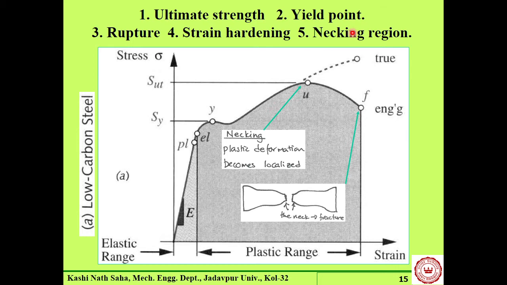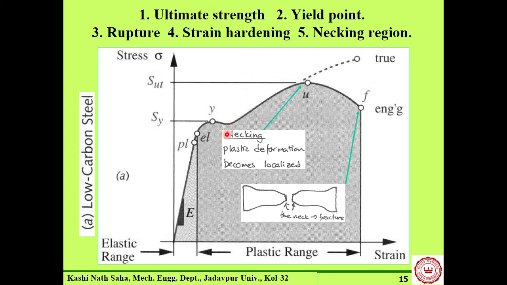Now the strain hardening part is something like this. You see, after yielding there is a slight change in the stress strain diagram. First from this point, this is drooping in nature, but then again in this part, the stress is increasing with strain. This part of the curve is known as strain hardening.